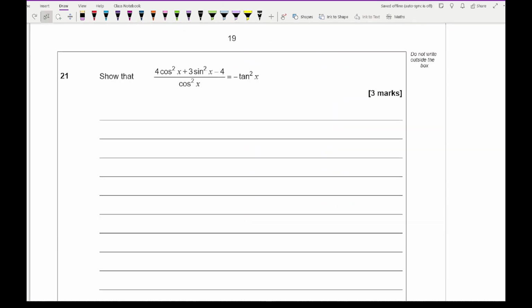So moving on to our last question, question 21, it says show that 4 cos squared x plus 3 sine squared x minus 4, all divided by cos squared x, equals minus tan squared x. Now for this, what we want to try and do is recognise that to get tan squared x, that's going to be equal to sine squared x over cos squared x. Now we can ignore the negative for the time being, but that's basically what I'm aiming for.